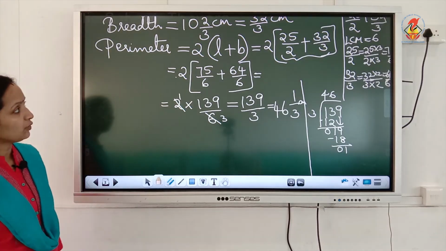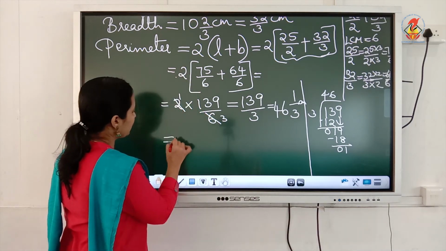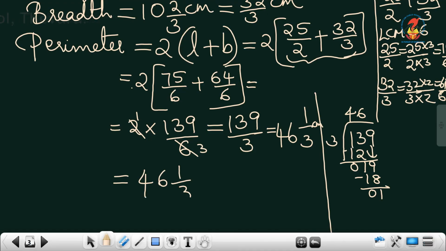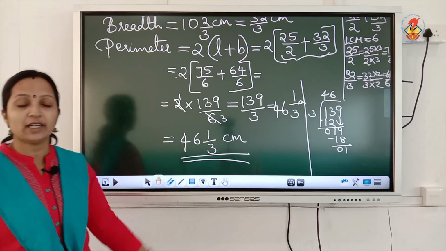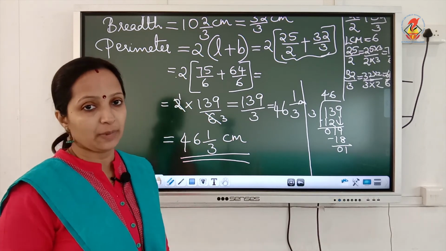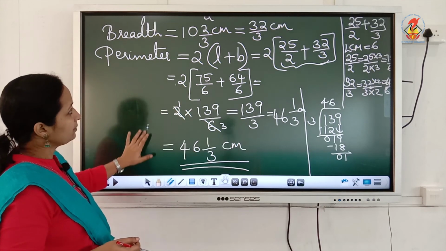What is the perimeter of that rectangular sheet? 46 1 by 3. What is the final answer? 46 1 by 3 centimeter. Here the measures are given in mixed numbers, so we write the final answer also as a mixed number. So what did we find out here? Just go through the answer one more time.